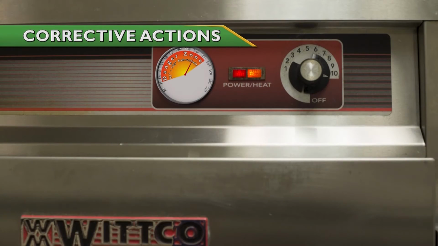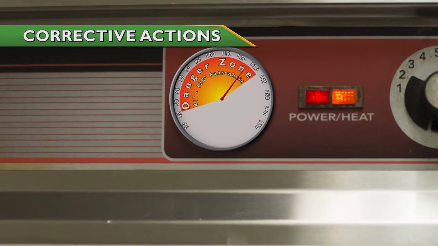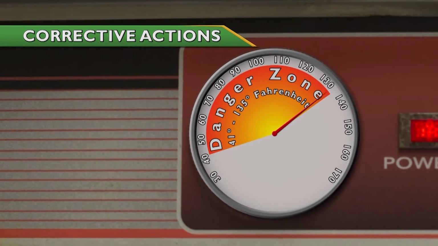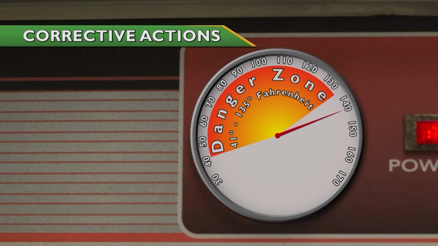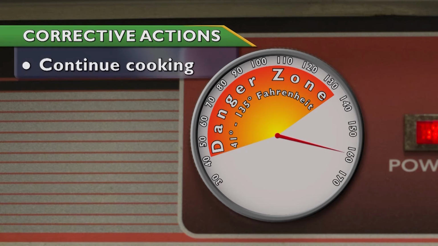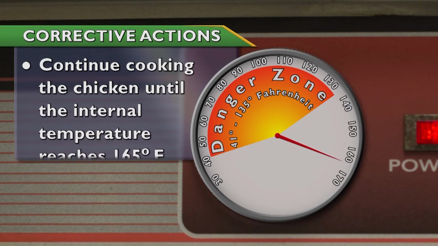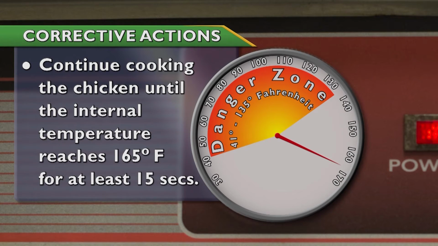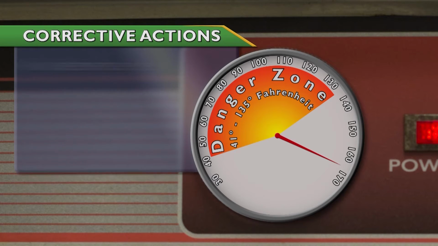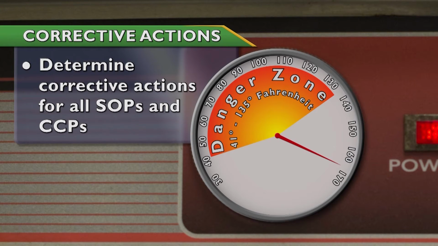In this critical control point example, a corrective action is necessary if, when cooking raw poultry, the internal temperature does not reach 165 degrees Fahrenheit for 15 seconds at the end of the designated cooking period. The corrective action would be to continue cooking the chicken until the internal temperature reaches 165 degrees Fahrenheit for at least 15 seconds. Corrective action should be determined for all standard operating procedures and critical control points.